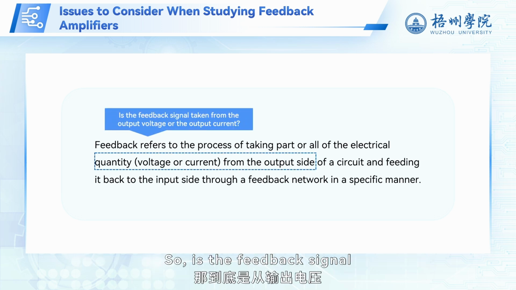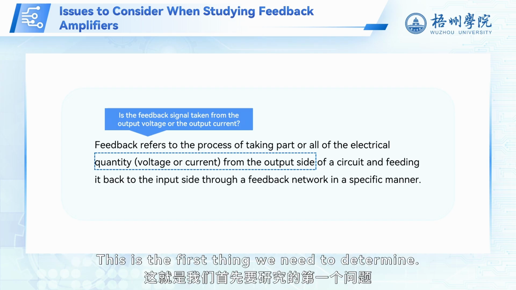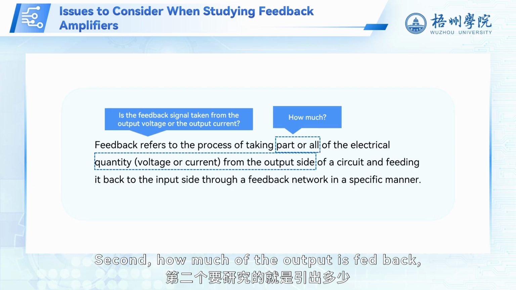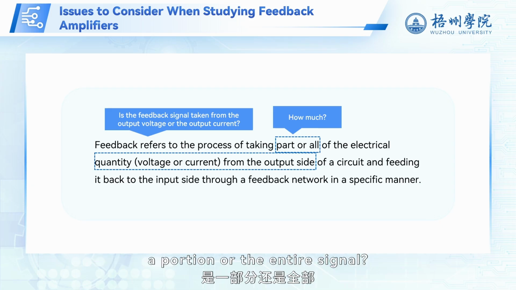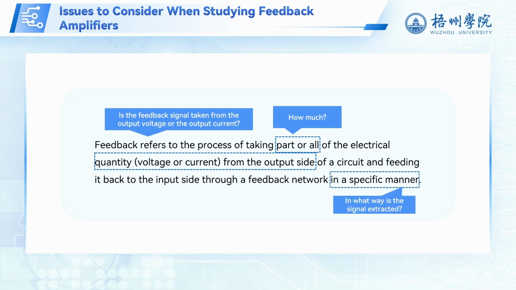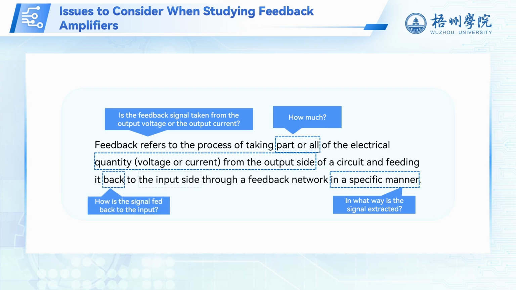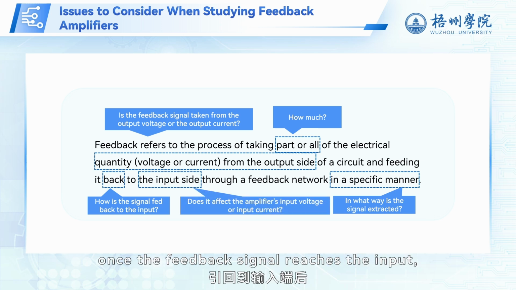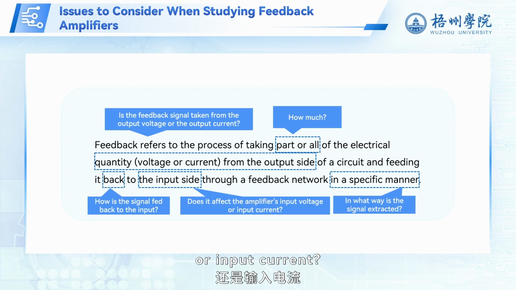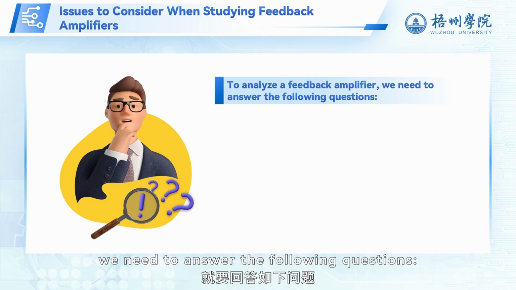So, is the feedback signal taken from the output voltage or the output current? This is the first thing we need to determine. Second, how much of the output is fed back, a portion or the entire signal? Third, in what way is the signal extracted from the output? Fourth, how is the signal fed back to the input? The last question is, once the feedback signal reaches the input, does it affect the amplifier's input voltage or input current?